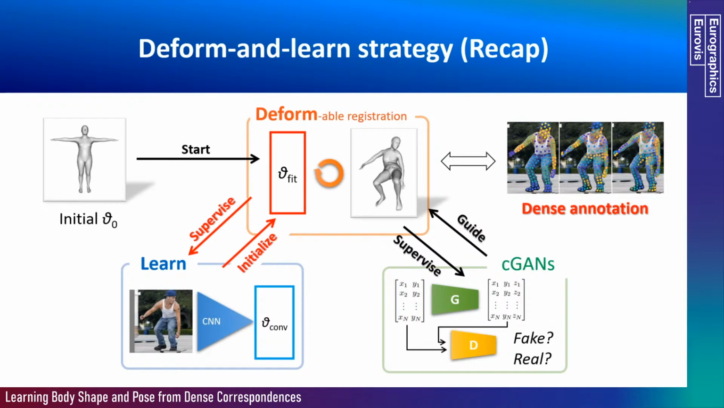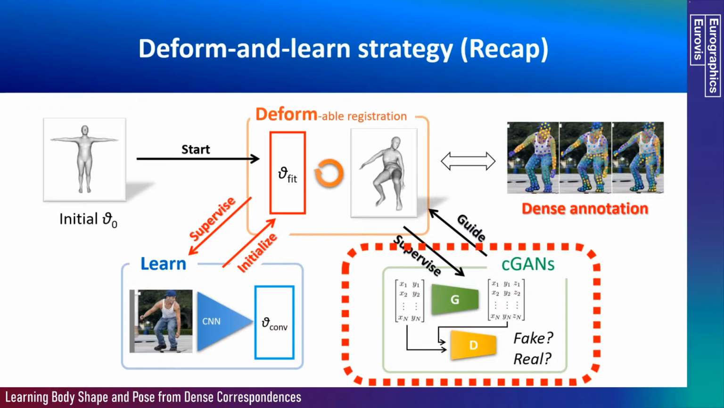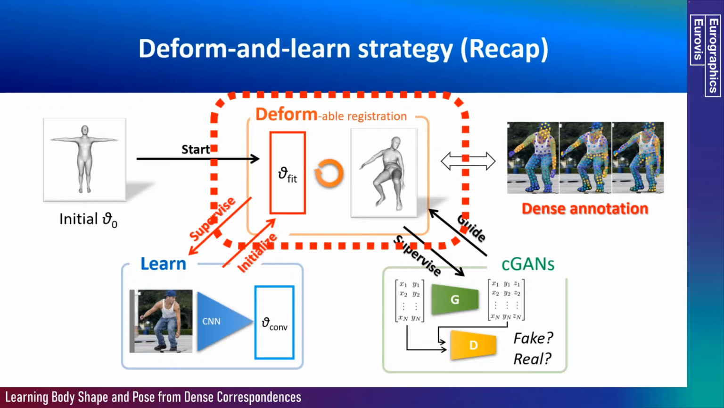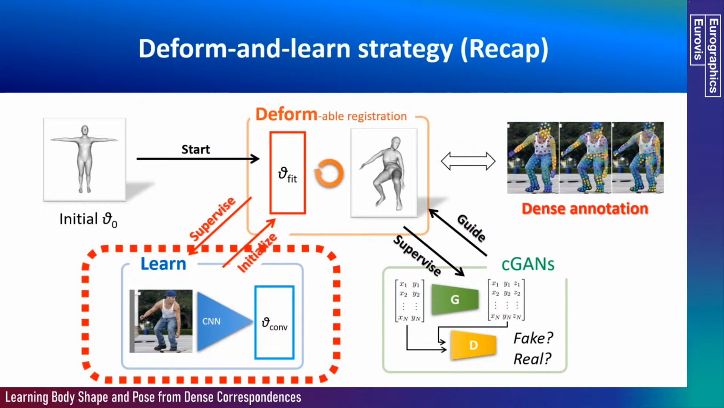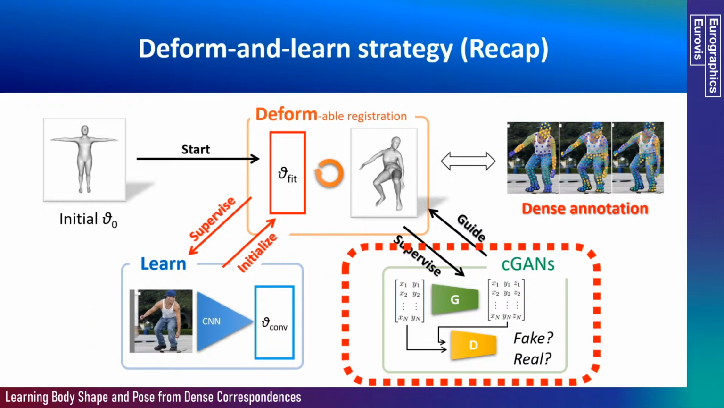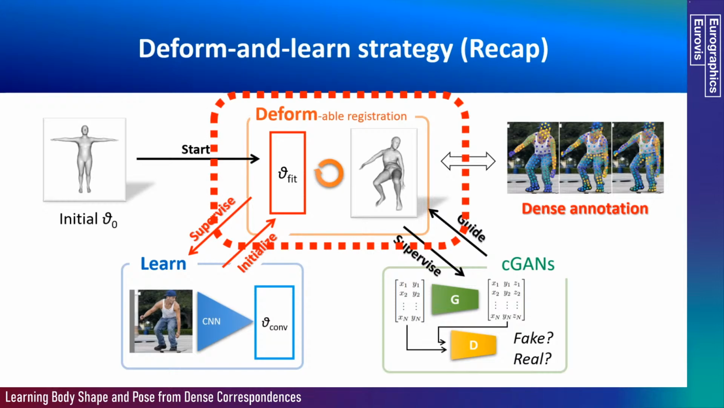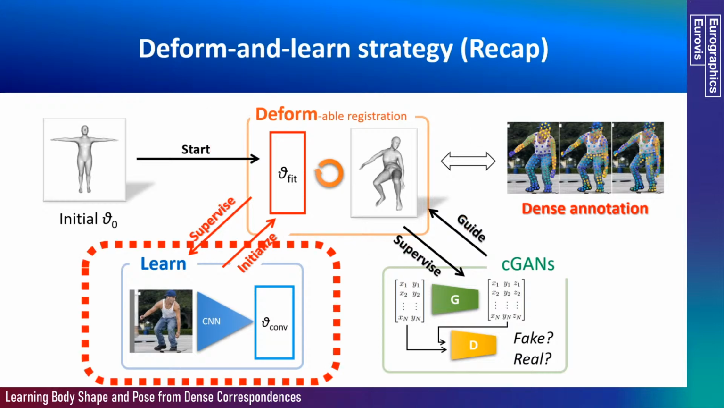To wrap up, we have 3 steps in our Deform and Learn strategy, including CGANs. We loop these 3 steps: CGANs, deformable registration, and then deep learning. In the next round, it starts again from CGANs, then registration, and deep learning. These processes are iterated several times.